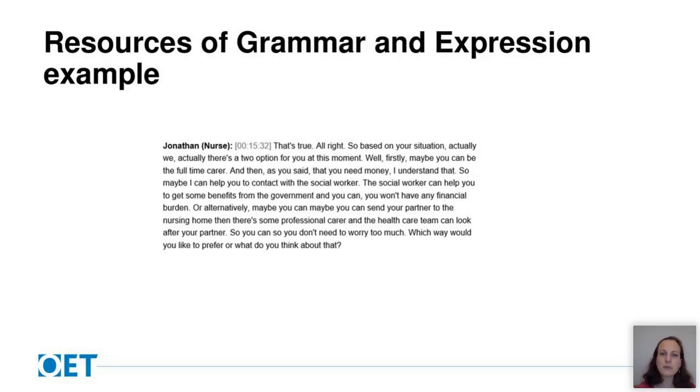So these sorts of occasional mistakes by themselves in this response wouldn't necessarily have a significant impact on your score. But if this level of mistake was throughout the role play, then that might prevent you from getting a 5 for resources of grammar and expression.